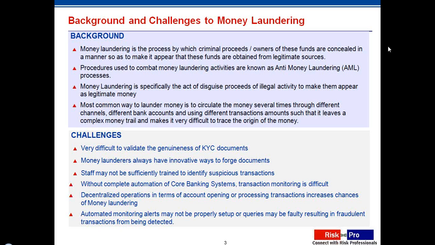So this is just a quick overview of the background and challenges of anti-money laundering.